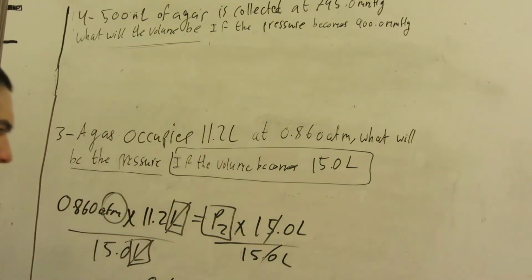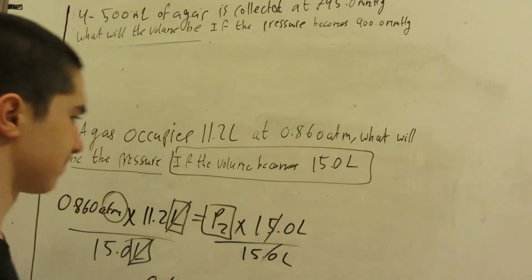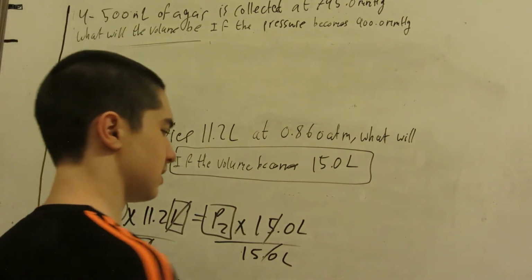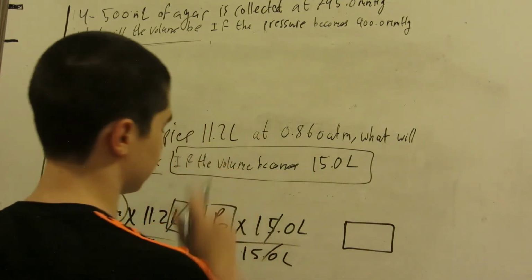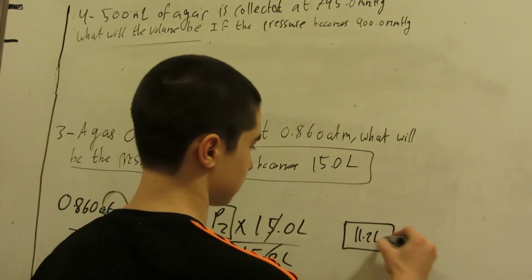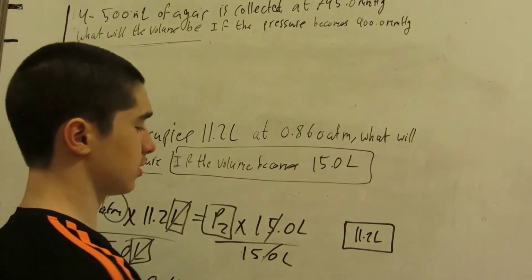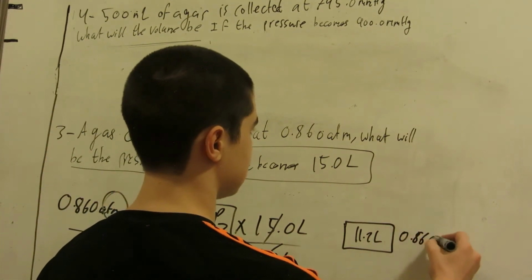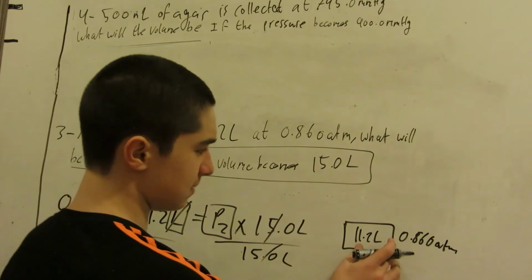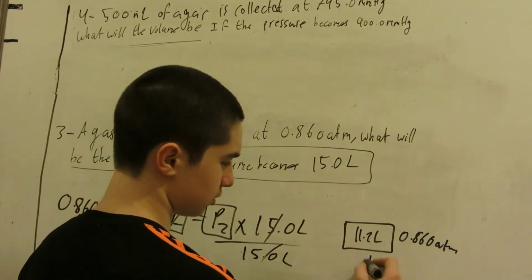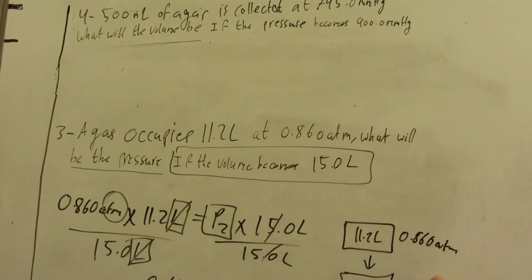Alright, for the people who are wondering, why did the pressure decrease instead of increase? Well, it's a simple answer. If you look at it in a physical way, we have a box where the volume is only 11.2 liters. We have the air particles here, and the pressure is 0.860 atm. Now what happened here is that we took the same particles and put them into a larger box.